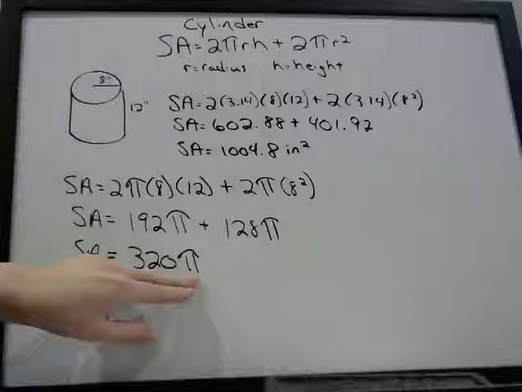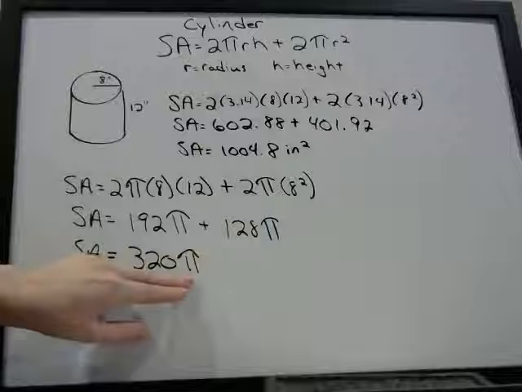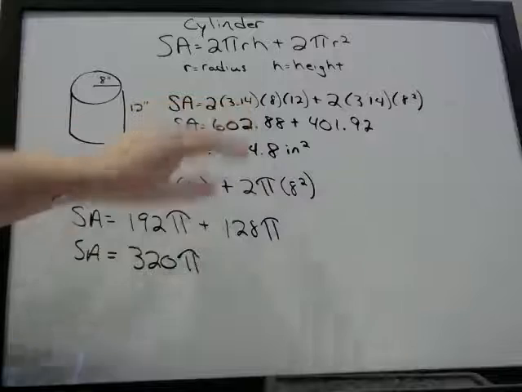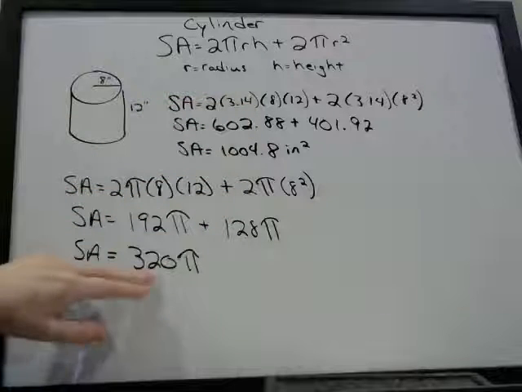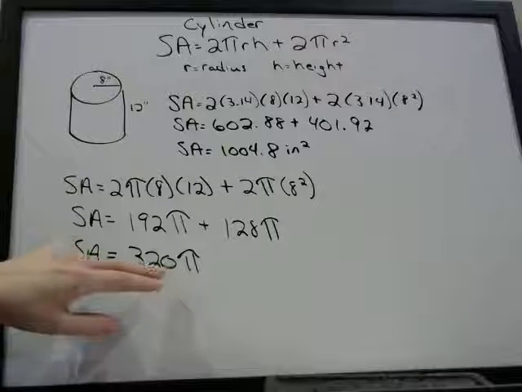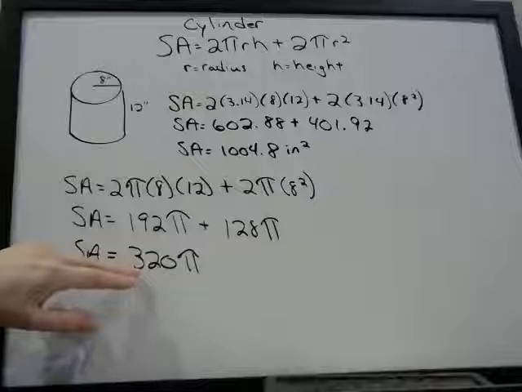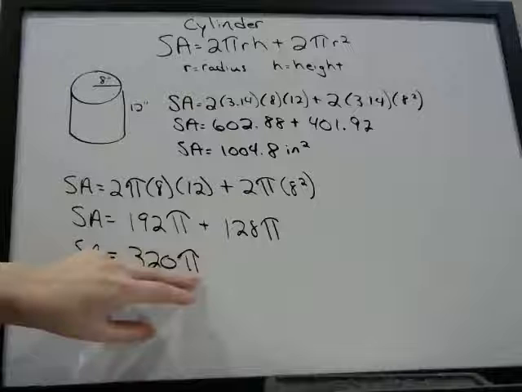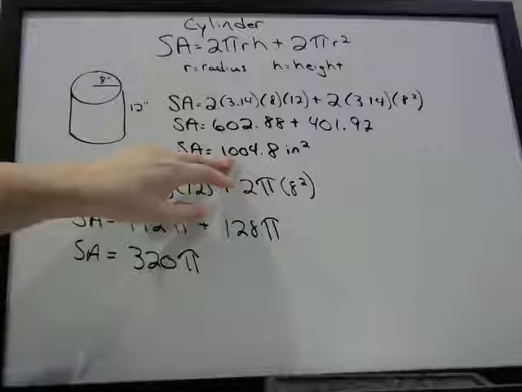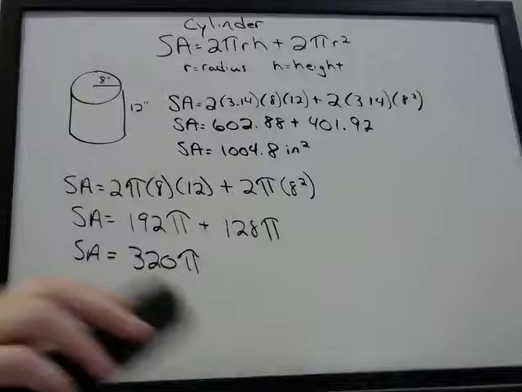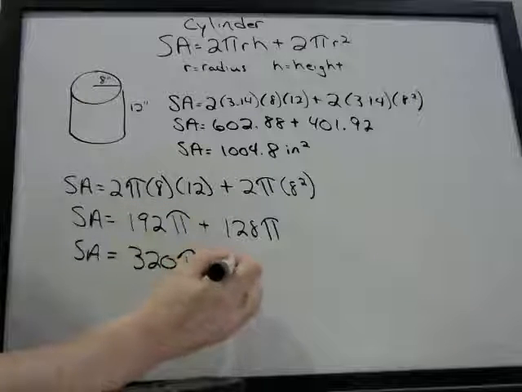It'd be 320 pi. So if all your answers have this pi symbol in them, this is how you want to do it. Don't put that number in, 3.14, just leave the pi symbol. Now, what does this mean? It means 320 times pi. So if you want to check your answer, just plug into your calculator 320 times 3.14, because remember, this is just representing a number. You're going to get 1004.8. And again, this would be inches squared.